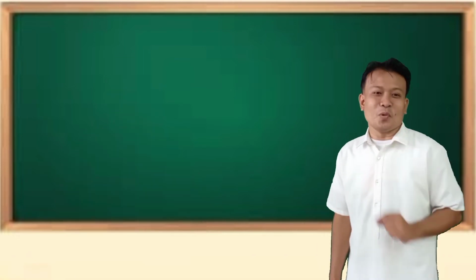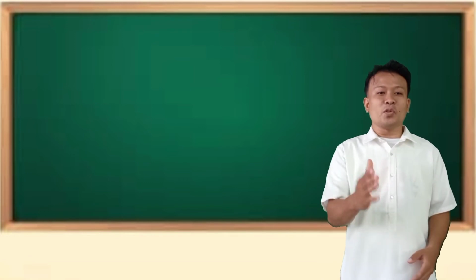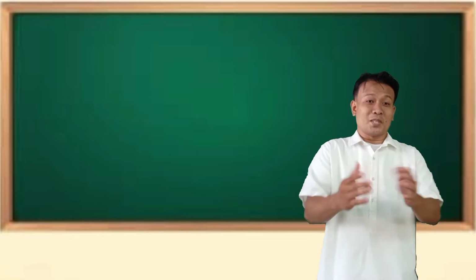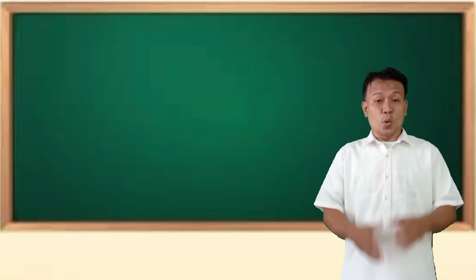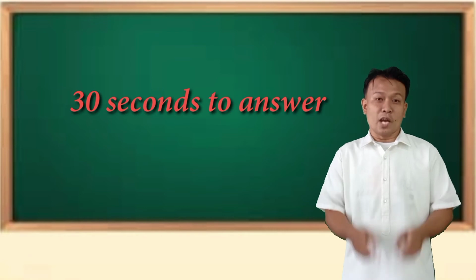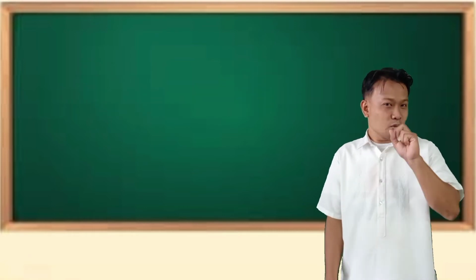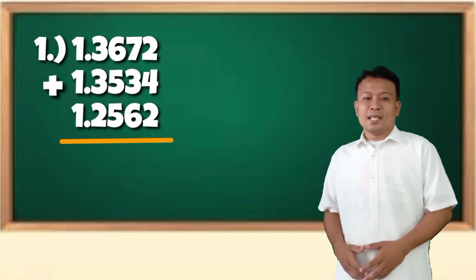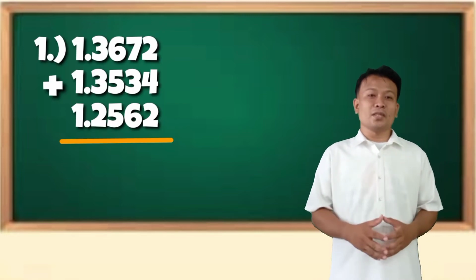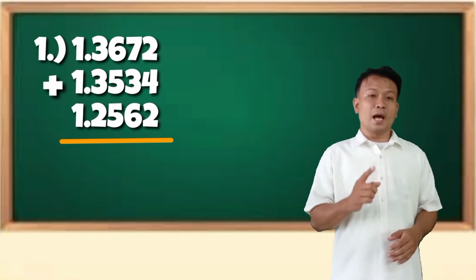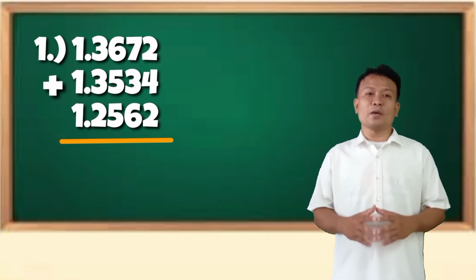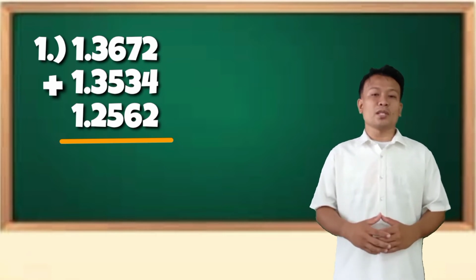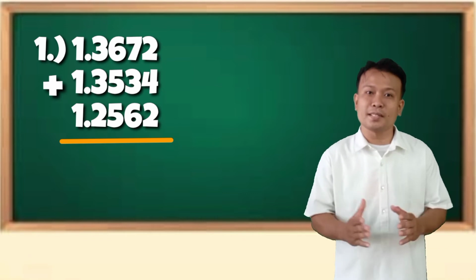I am sure you are now fully armed with knowledge on adding and subtracting decimals and mixed decimals. That is why I am also ready to give you this task regarding our topic today. Please be ready with your paper and ball pen. You are given 30 seconds to answer. And we will begin in 3, 2, 1. Number 1. 1 and 3,672 ten thousandths plus 1 and 3,534 ten thousandths plus 1 and 2,562 ten thousandths.